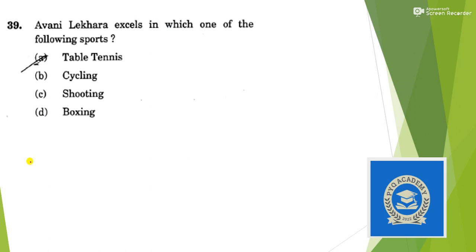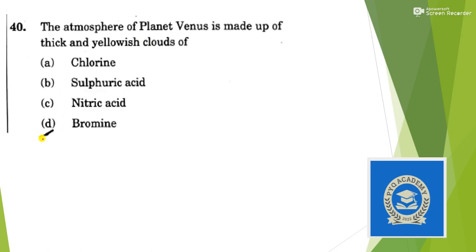Next, Avani Lekhara excels in which one of the following sports? This is a very easy question. I don't know which person has marked option A, that would be a very dumb person. So the answer is option C, shooting and parachuting. Next, the atmosphere of planet Venus is made up of thick and yellowish cloud. So the answer is option B, sulfuric acid.